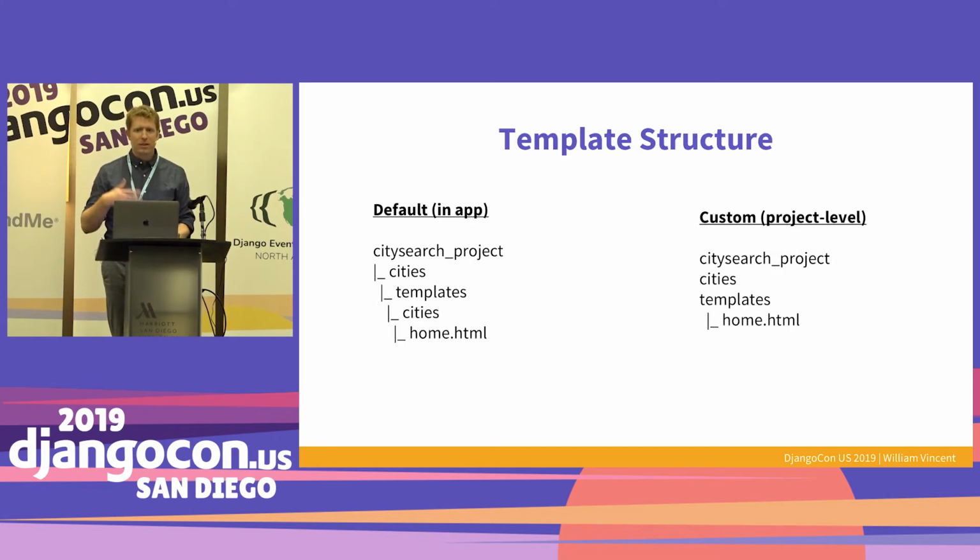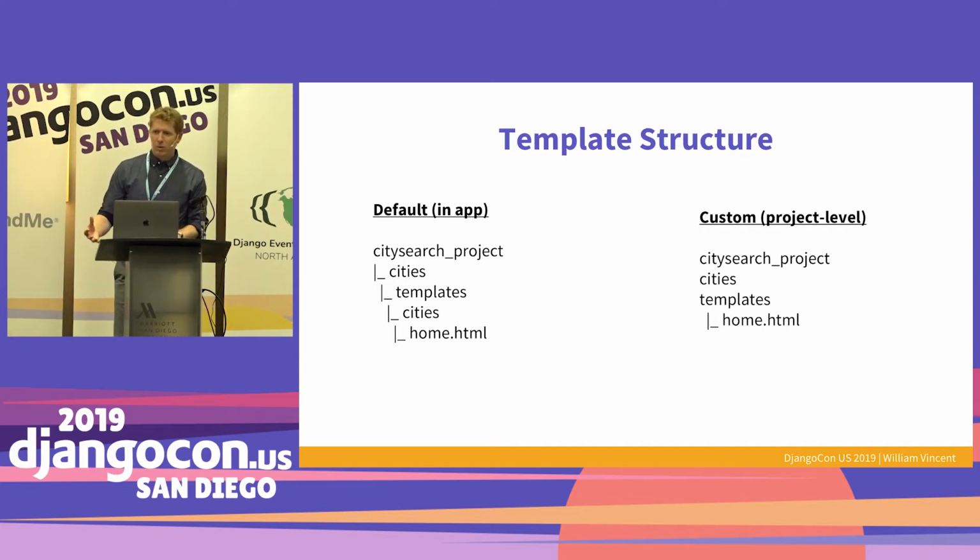Template structure. So here's another choice in Django that trips up beginners. By default, Django template loader will look within the app for a folder or directory called templates, then repeat the app name, and then the file. This works if you want to package your apps, like a third-party app, but personally, I find this confusing.